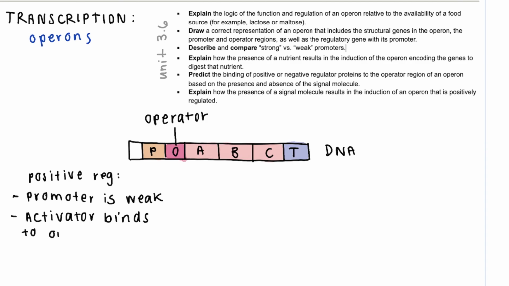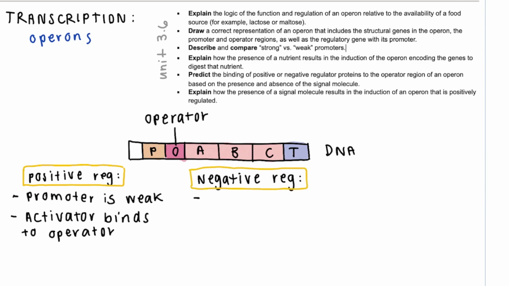Since the promoter is weak in positive regulation, it kind of needs an extra help to recruit RNA polymerase, which is where the activator comes in, which is a molecule that binds to the operator and increases the chances that the promoter will recruit RNA polymerase.